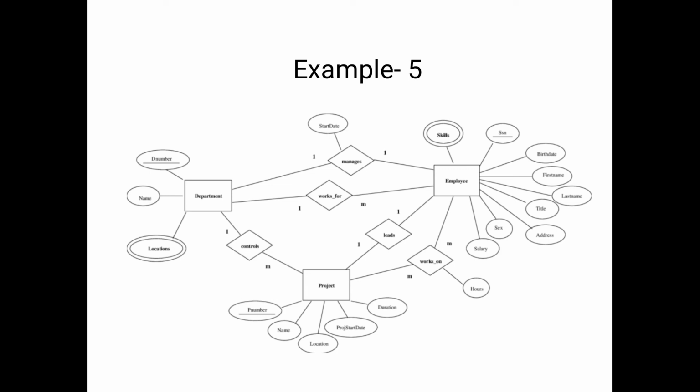I hope all of you understand about the attribute, key attribute, and multi-valued attribute. Okay, normal attribute is represented with the help of a circle, key attribute is represented with a circle with underline, and multi-valued attribute is represented by a double circle.